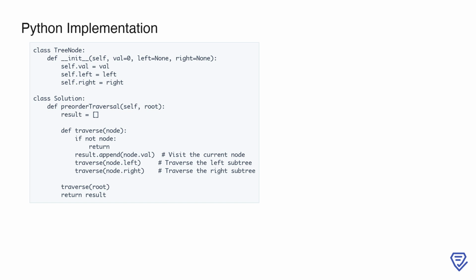The traverse function takes a node as input. If the node is None, it returns immediately, the base case of recursion. Otherwise, it appends the value of the current node, node.val, to the result list, ensuring that the current node is visited first. Then, it recursively calls itself on the left child, node.left, to process the left subtree, followed by the right child, node.right, for the right subtree. Finally, the traverse function is called with the root of the tree as its starting point. After traversal is complete, the result list, now containing the preorder sequence, is returned as the output. This code ensures that all edge cases, including an empty tree, are handled properly.